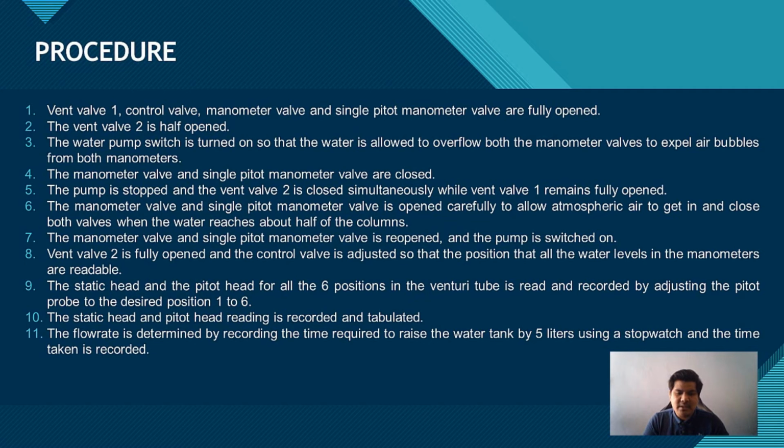9. The static head and the pitot head for all the 6 positions in the venturi tube is read and recorded by adjusting the pitot probe to the desired position 1 to 6. 10. The static head and pitot head reading is recorded and tabulated. 11. The flow rate is determined by the time required to raise the water tank by 5 liters using the stopwatch, and the time taken is recorded.